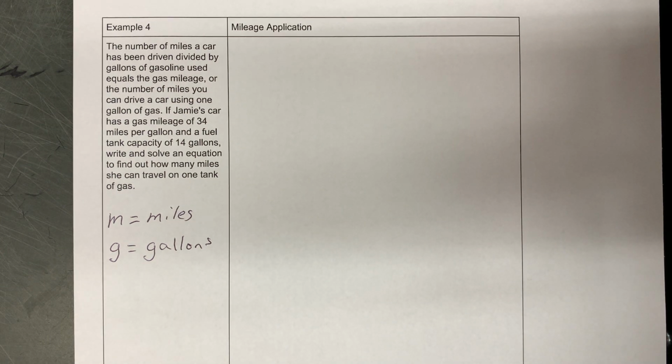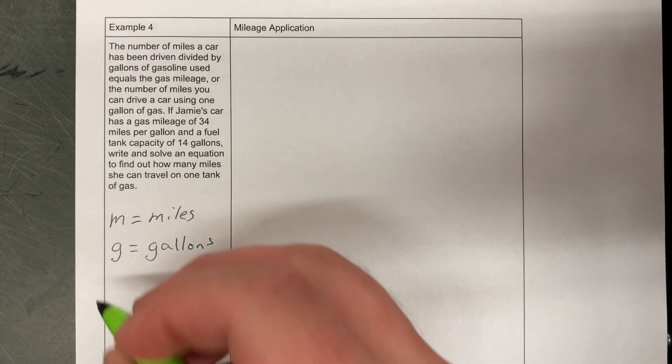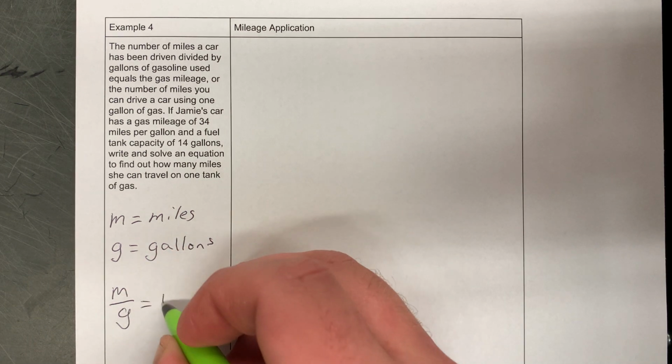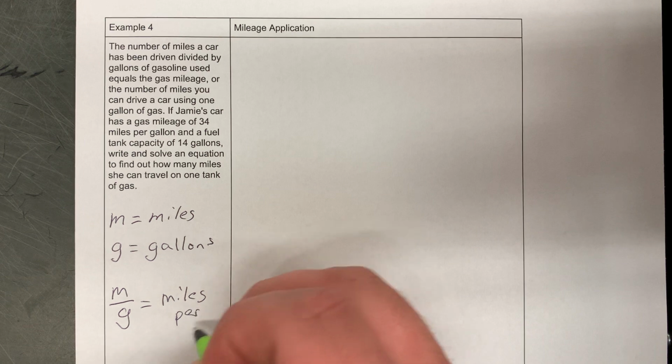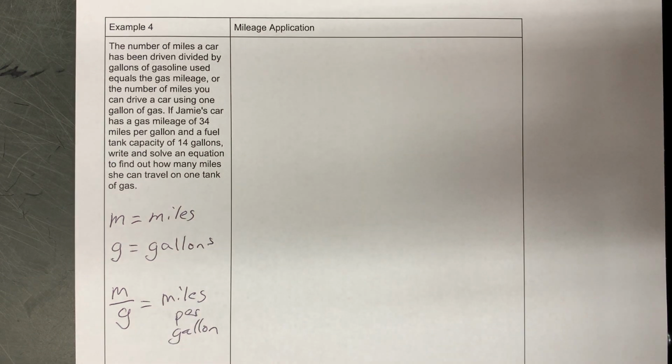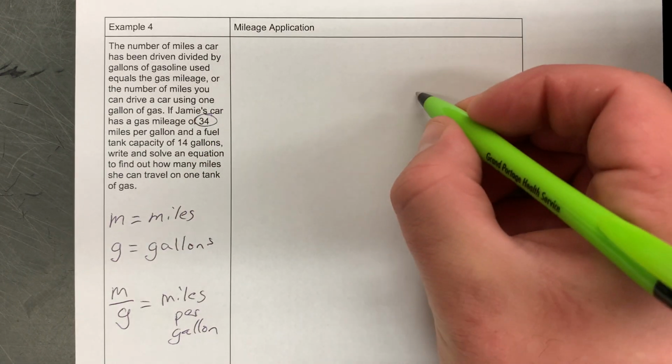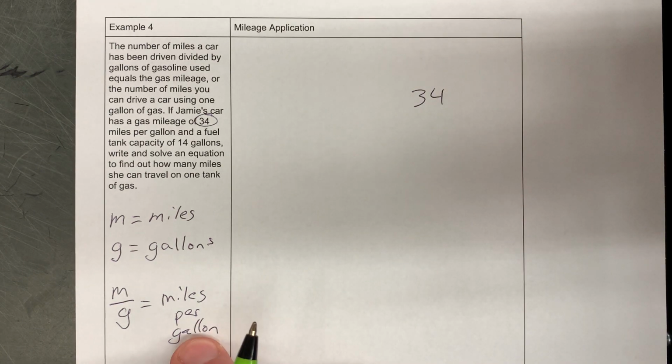Okay. If Jamie's car has a gas mileage of 34 miles per gallon and a fuel tank capacity of 14 gallons, we need to write and solve an equation to find out how many miles she can travel on one tank of gas. So this is going to be, again, miles divided by gallons equals miles per gallon that we're going to try to find. We know that she has a gas mileage of 34 miles per gallon, so we're going to write that here in place of miles per gallon.